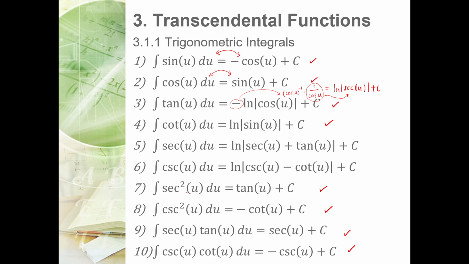So secant squared u, tangent u. I think you also have this one in your derivatives. The derivative of tangent is secant squared, right? Same goes for cotangent. I believe the derivative of cotangent u is negative cosecant squared. Same goes for numbers 9 and 10. These are just the reversal of the derivatives, right?